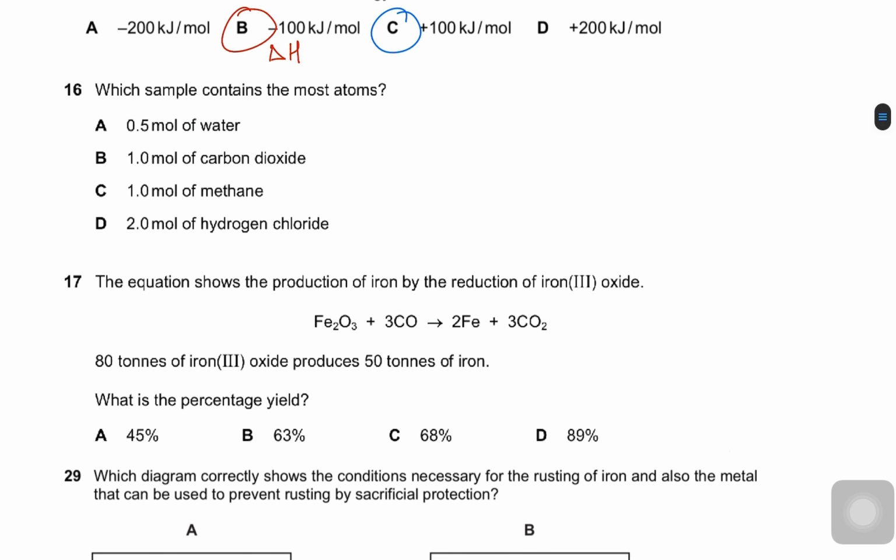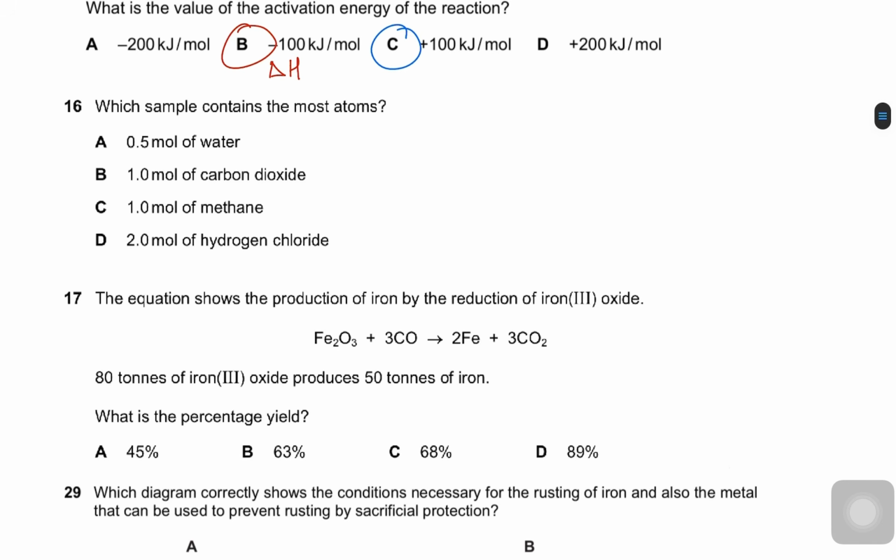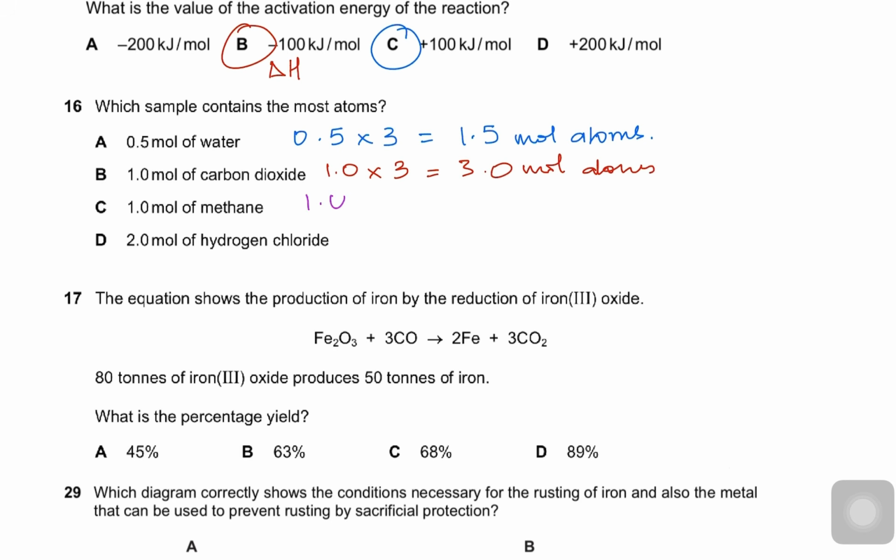Moving on. Which sample contains the most atoms? 0.5 mole water. So 0.5 times 3, because each water is 3 atoms. So that's 1.5 mole of atoms. Option B, 1 mole of carbon dioxide. So 1 times 3, because each carbon dioxide also has 3 atoms. So 3.0 mole of atoms. Let's go for option C, 1 mole methane. So 1 times 5, each methane has 5 atoms. So 5 mole of atoms.